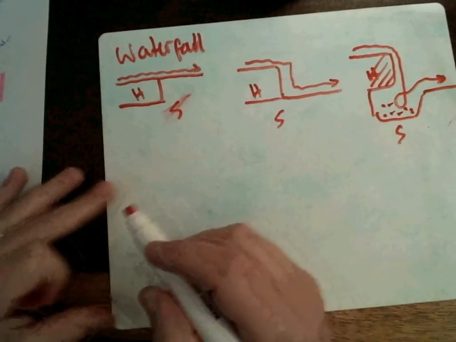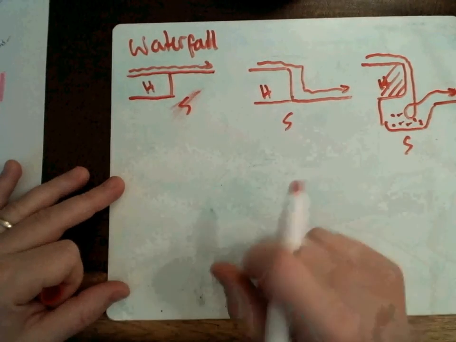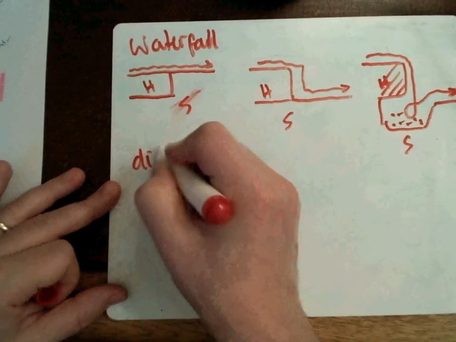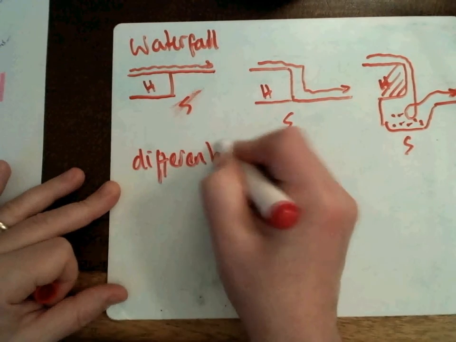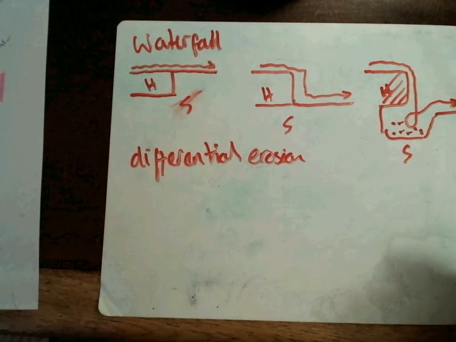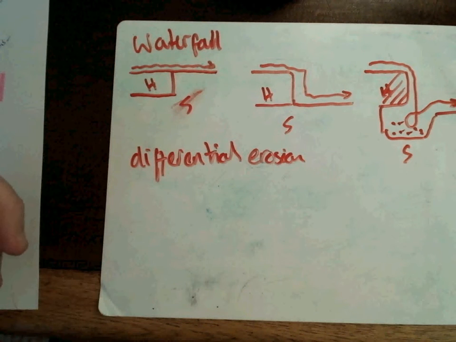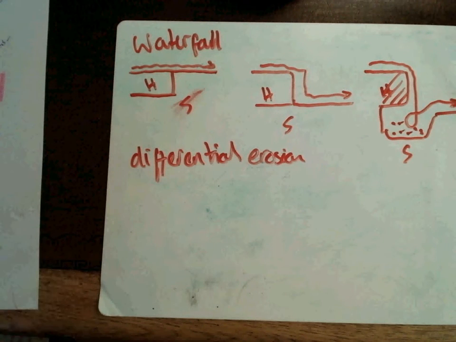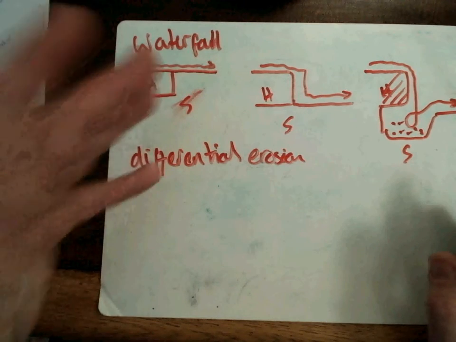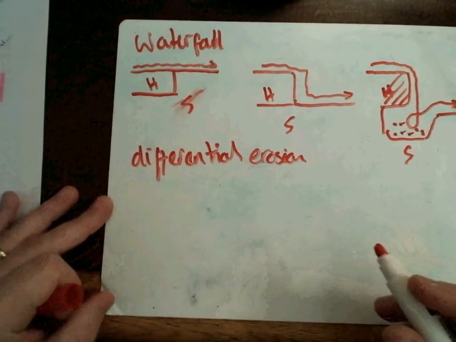So where do we start? Well, just like the V-shaped valley had vertical erosion, and meanders and oxbow lakes had lateral erosion, here we have differential erosion. Differential erosion, just like the differential in your car, is when something is happening at 2 different speeds. So differential erosion is when the soft rock is eroded away faster than the hard rock. You would need to give a full definition of differential erosion to score the mark.